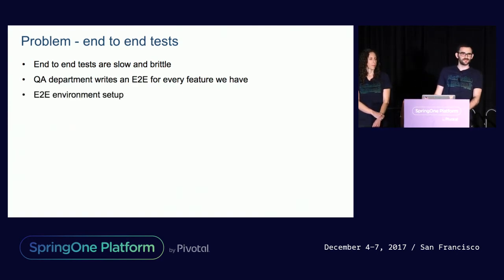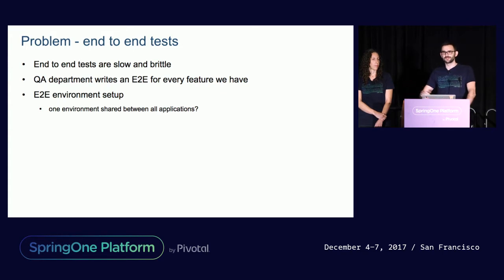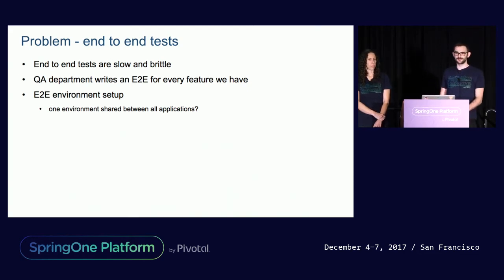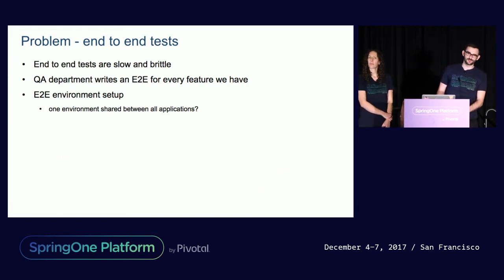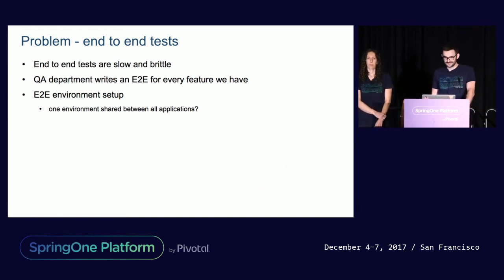Now, setting up the end-to-end test environment. I love these discussions. Will you have one environment shared between all applications? If that's the case, if end-to-end tests take an hour to run, you have 50 services. You have to wait 49 hours for your turn, right? And then you have a typo in the API, and you have to run again after waiting 49 hours, right?